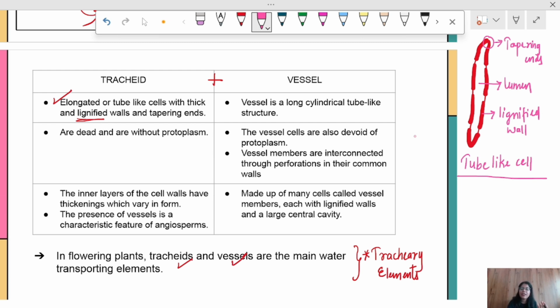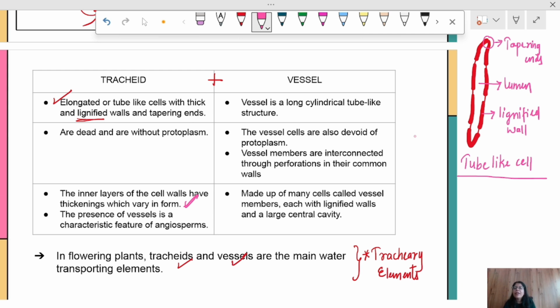Different types of tracheids are there based on the lignin deposition in the inner wall, but that is not in our syllabus. That will not be asked to us also, but we can remember that in the inner cell wall there are different types of thickenings which are present, sometimes star like, sometimes disc like, sometimes reticulate.